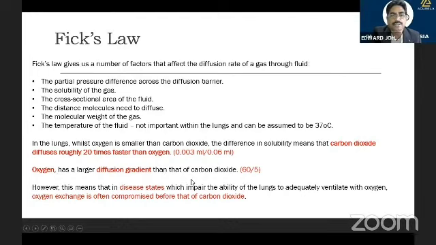Then comes the diffusion gradient. The diffusion gradient for oxygen is higher, 60. The alveoli 100, plasma 40. So the difference is 60. But for carbon dioxide, the diffusion gradient is less, only 5. 45 in plasma and 40 in the alveoli. So it is only 5. Then why are we talking about this diffusion and smaller volume than solubility? Because in a disease state, when the lung has a pathology or there is a defect in the ventilation of the alveoli, the first thing to be affected is the oxygen rather than the carbon dioxide.